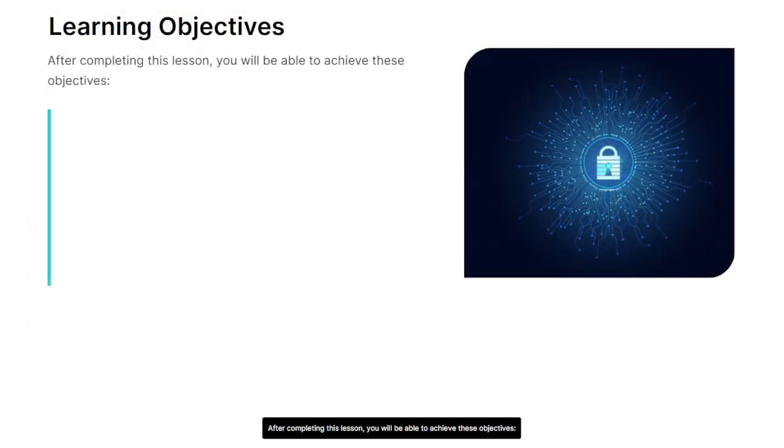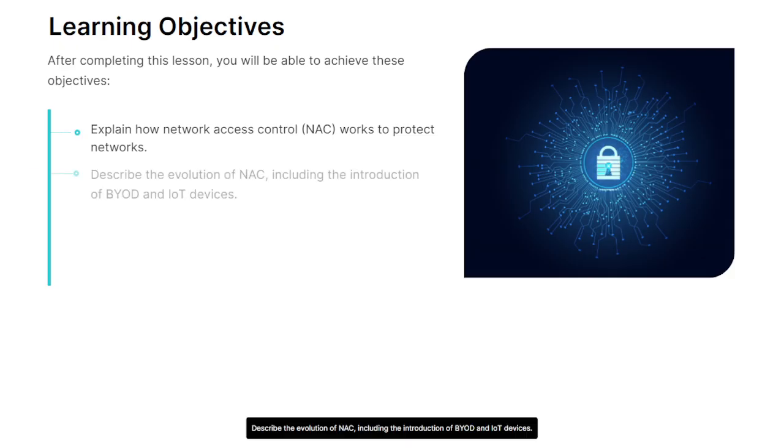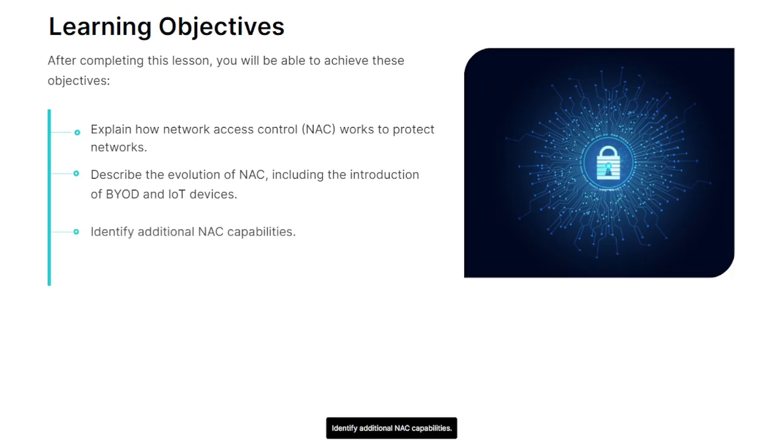After completing this lesson, you will be able to achieve these objectives. Explain how Network Access Control, NAC, works to protect networks. Describe the evolution of NAC, including the introduction of BYOD and IoT devices. Identify additional NAC capabilities. List the benefits of using NAC.